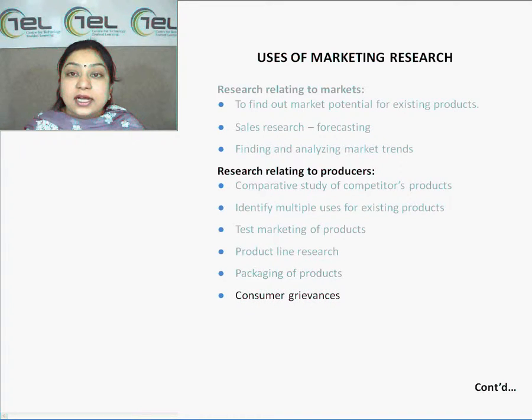Now next is consumer grievances. In case the consumers have any complaints or any grievances related to your product, that can only be sorted out with the help of marketing research. And today you will see that generally all products have it mentioned on the packaging itself: in case you have any consumer complaints, the address is mentioned, the email address is mentioned.